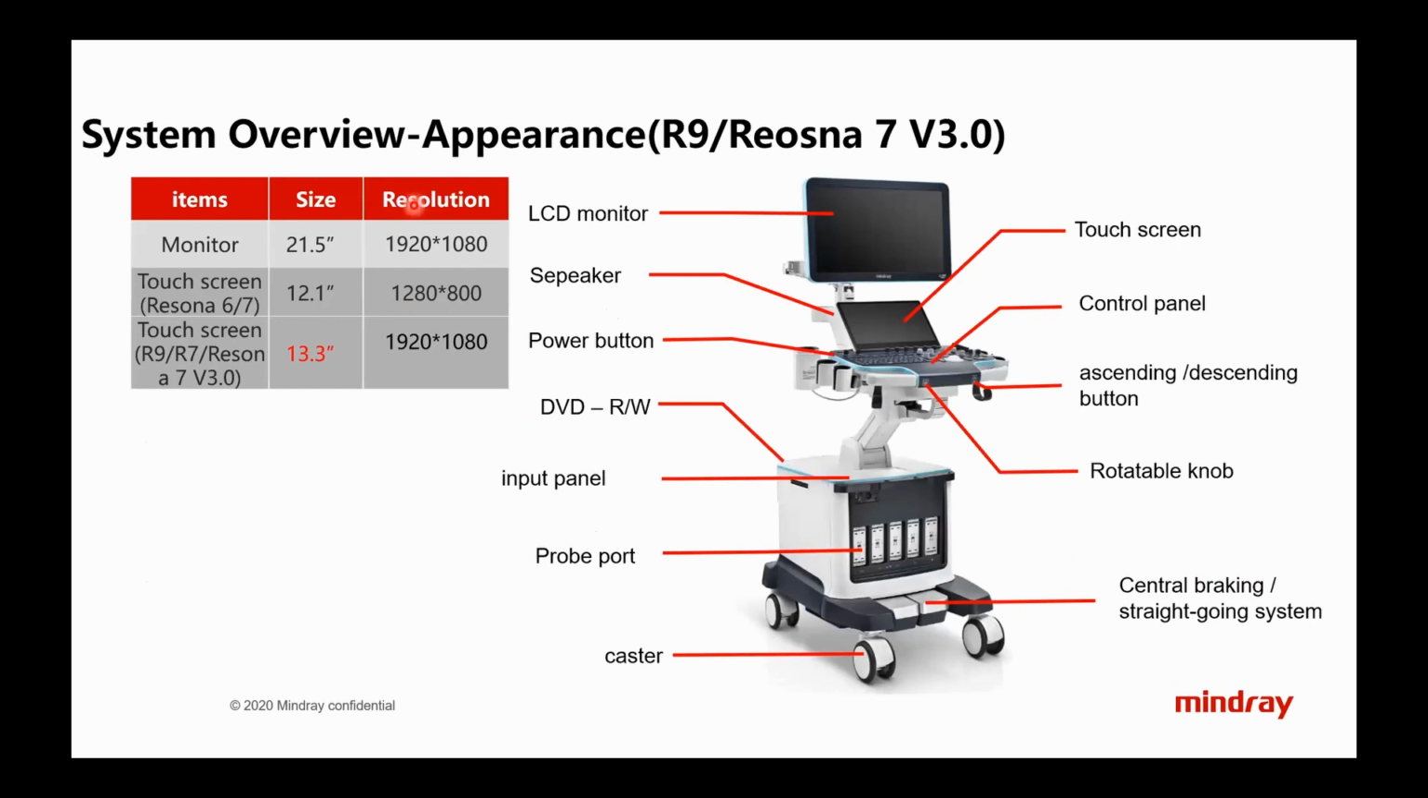For the system overview and appearance, here you can see the LCD monitor. Here is the speaker. For any ultrasound, it should have 2 speakers, one on the left side and one on the right side. And here is the control panel, and this is a rotatable knob. When I press this knob, I can move the control to the left side and also to the right side. Also here is a power button, and for the R9 machine we have a DVD writer.